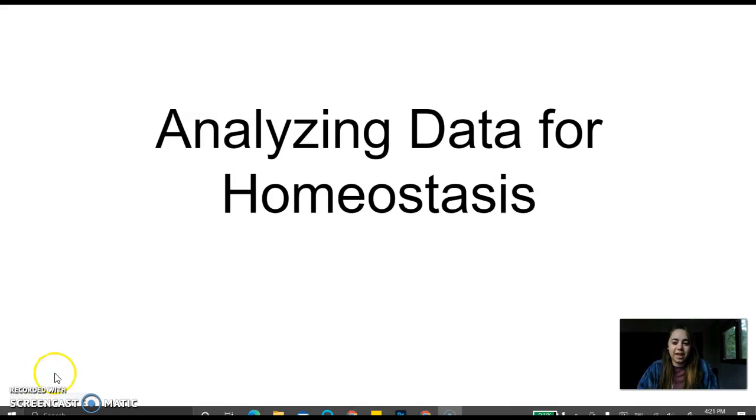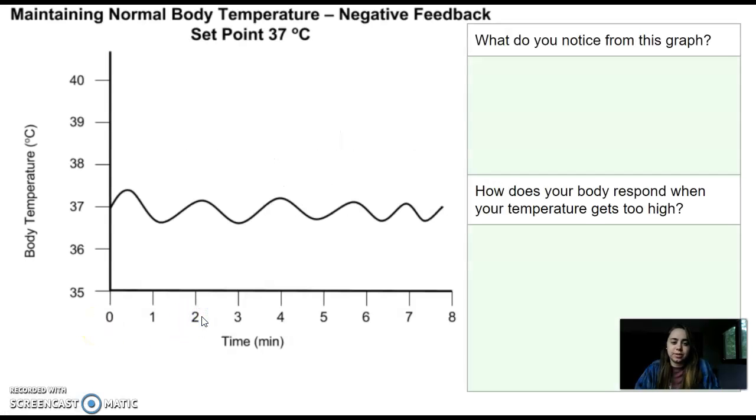Hi class, we're going to look at this PowerPoint to talk about analyzing data and how it applies to homeostasis. So this first graph we're going to look at, before you answer the questions, are the axes at first. On the x-axis here on the bottom we have time, and on the y-axis we have the body temperature.